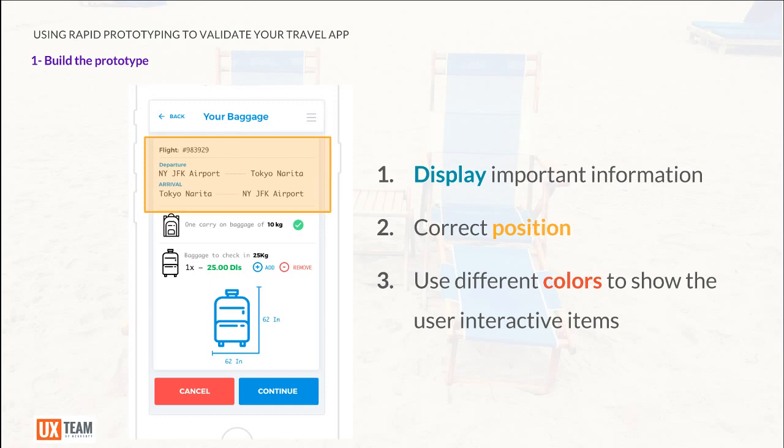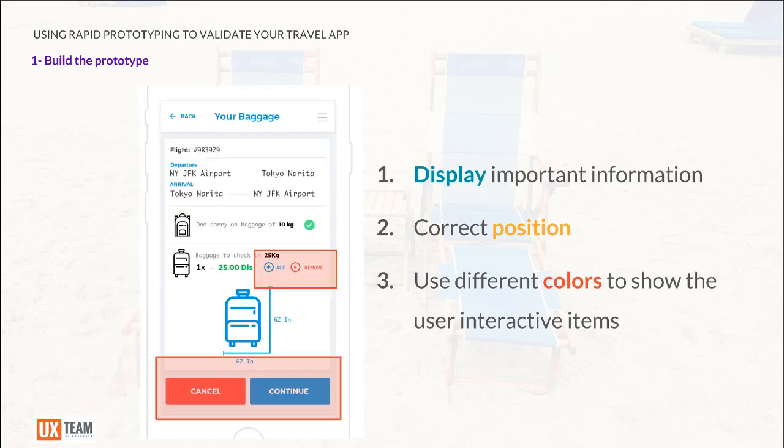And the third tip is to use color to show how the user interacts with the page or with the app. Here we have 2 examples. The color blue helps us to identify positive things that the user can do. So for example, add a baggage, add a seat, or anything. Or to continue with the flow, like a continue button.